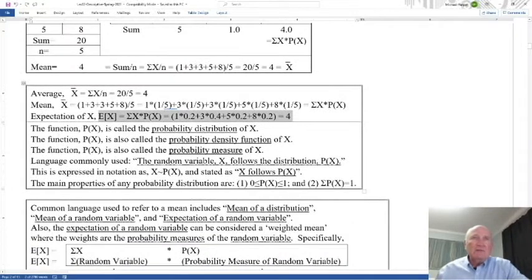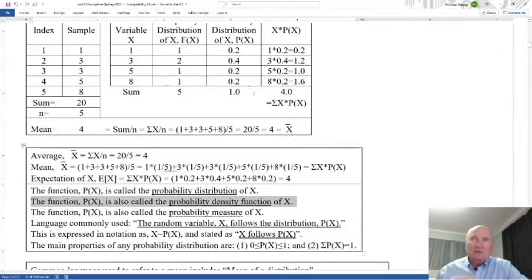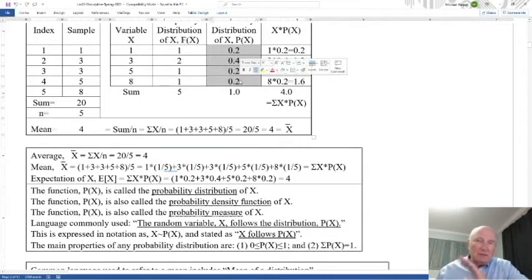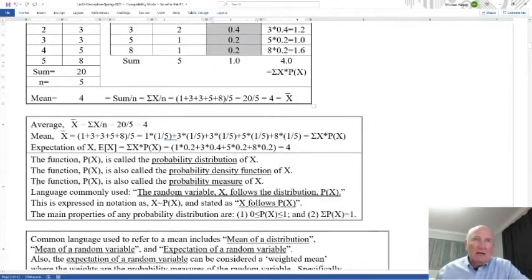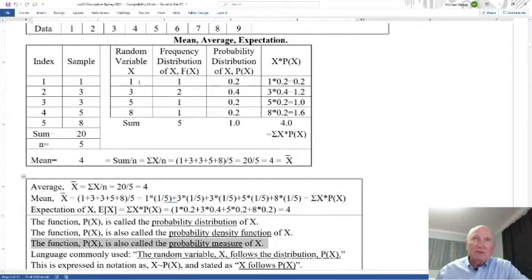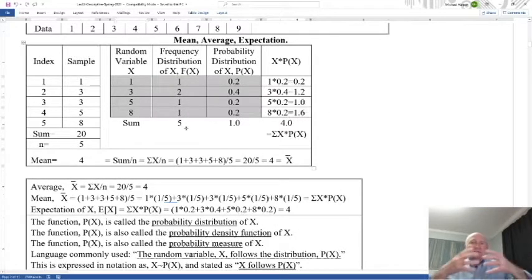So the function p of x is called the probability distribution of x. The function p of x is also called the probability density function of x, because the distribution is the density of the probability distributed over x. And the function p of x is also called the probability measure of x. So we can measure the value of x by the probability that the value of x carries.